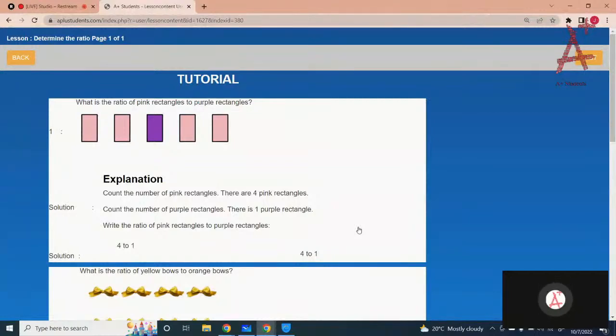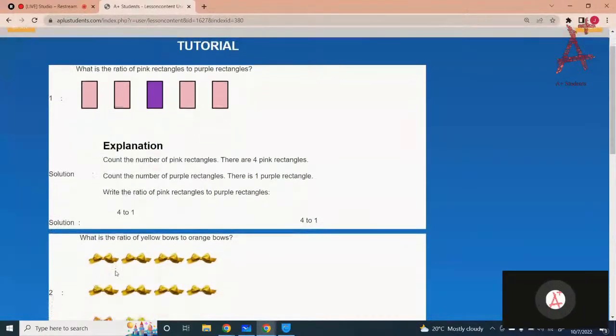What is the ratio of the pink rectangles to the purple rectangles? So you have to count the pink rectangles. How many rectangles are pink here? 1, 2, 3, 4. Four of them are pink, and just one is purple. You have to write the ratio of pink to purple, so write the number of pink first and then the number of purple. So it would be 4:1.